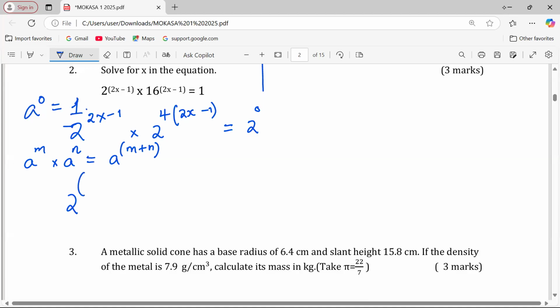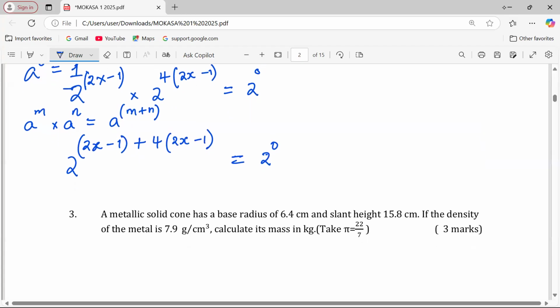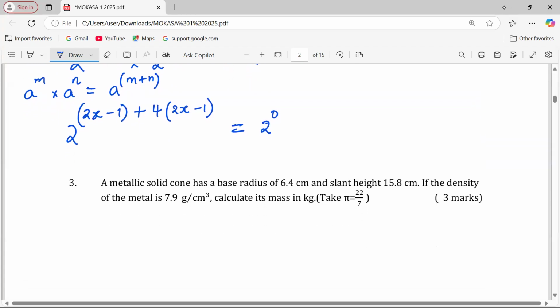Now the powers will be multiplied... the powers will be added, sorry. So it will be 2x minus 1 plus 4, 2x minus 1. This is equivalent to power 0. Now that the base is just the same, we can simply equate the indices. Equating the indices means we will say 2x minus 1 plus 8x minus 4 is equivalent to 0.